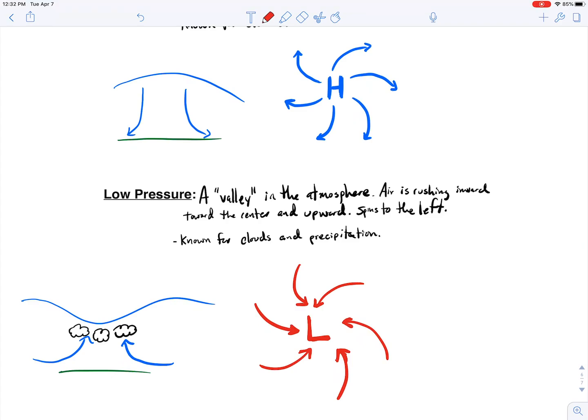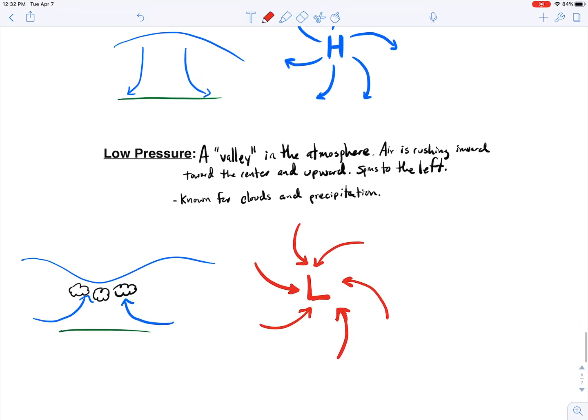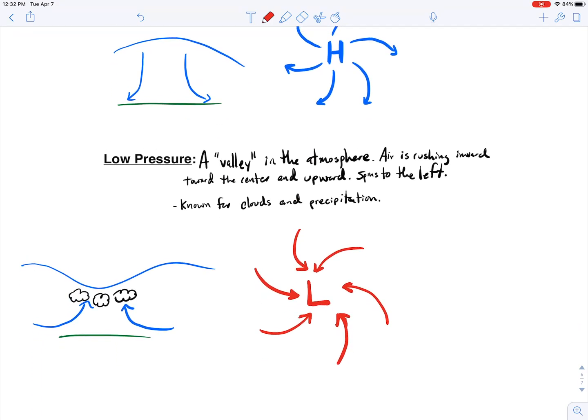So I can predict the wind direction in a given place based upon what the air pressure is around it. We can figure out what direction the wind is going to be flowing from. So there you have it. High pressure, we have air flowing down and out away from the system. Low pressure, that valley in the atmosphere, we're going to have air rushing toward it and then rising. And that rising air is going to cause clouds and precipitation.